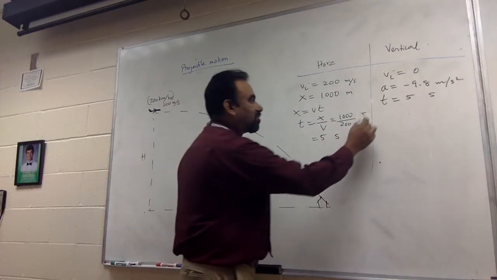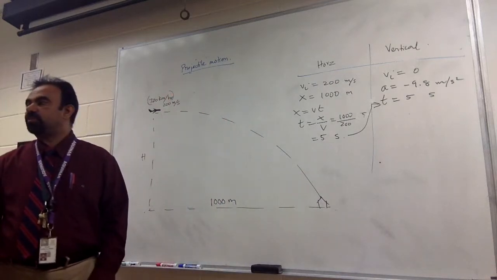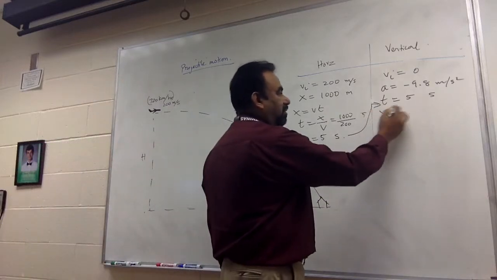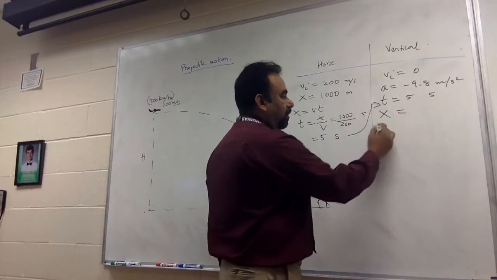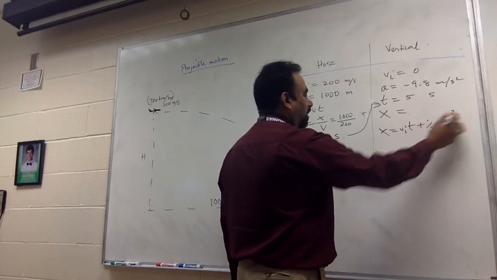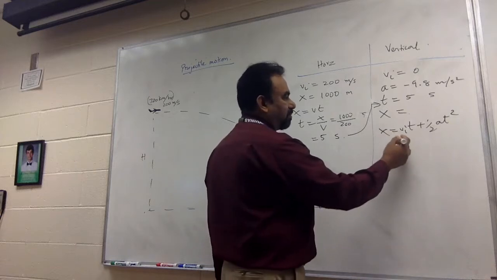So this time is transported over there. Now we have three pieces of information, and then you can find height. So basically what you need to find out is this. x is equal to vit plus half at square, work the same way. And sometimes you have to use the other equations of motion.